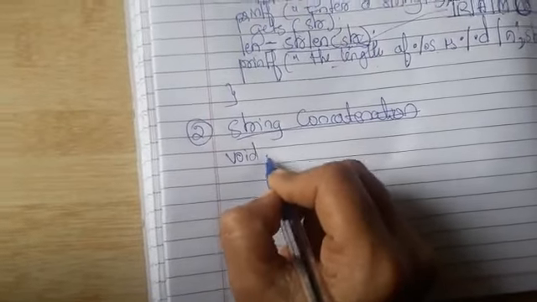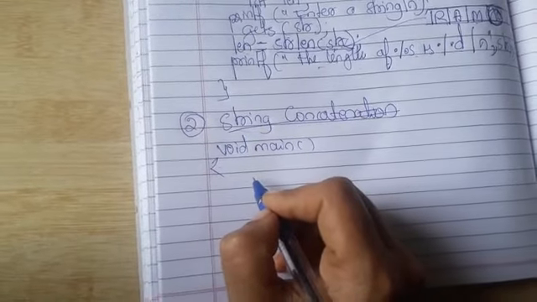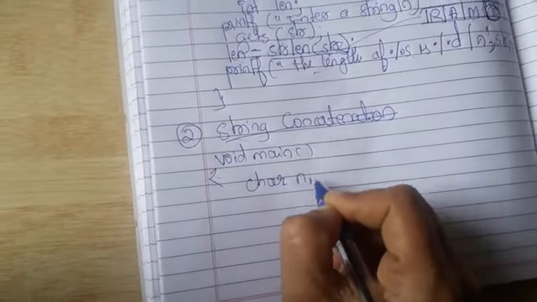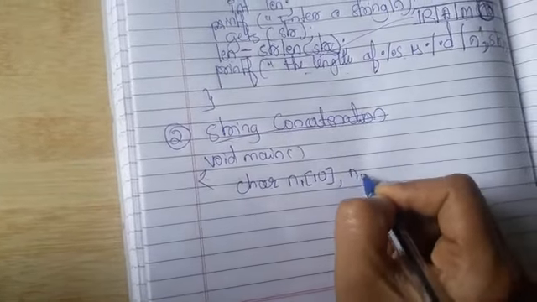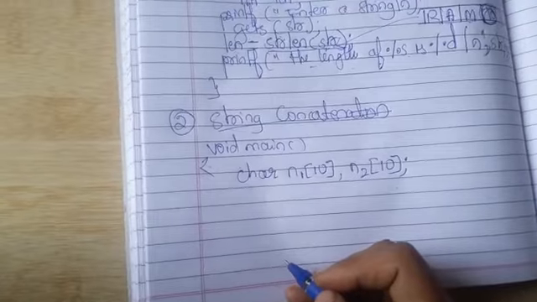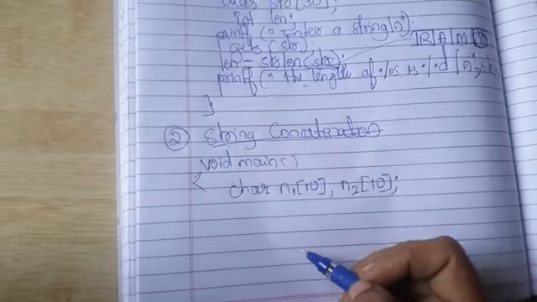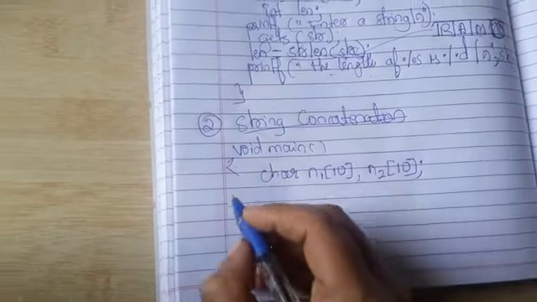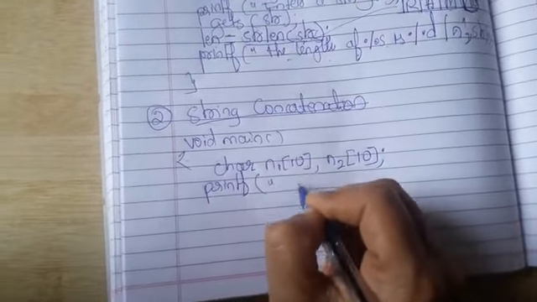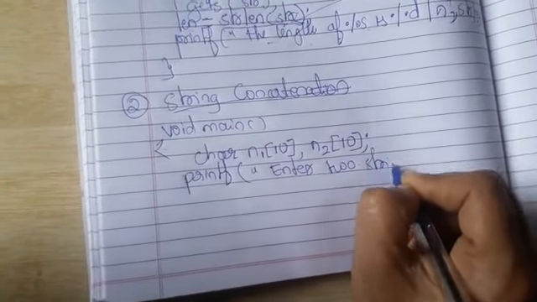So next we know that void main, it starts with main. For string concatenation, how many inputs are necessary? Two inputs, that is char n1 of 10, comma n2 of 10. Here I took two strings n1 and n2. Whether any other variables are necessary? No, because I am just concatenating one string to another string. In this program I am concatenating n2 to n1. So next, what should I ask the user? I should ask the user to enter 2 strings.